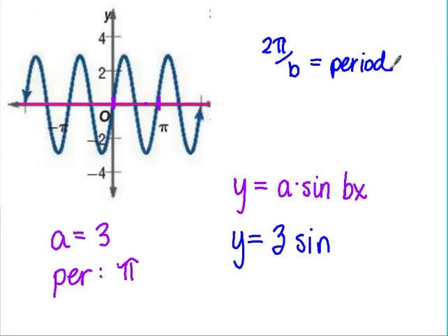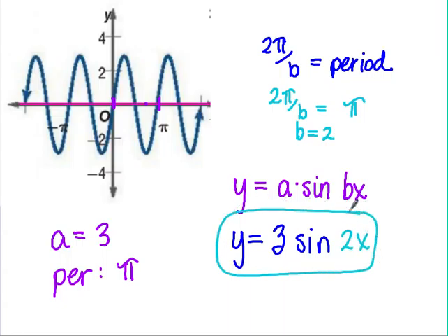Okay, so let's plug in some things. I know in this problem that the period is pi. That's what I know. So what does b have to be in order for that to be true? 2. If those of you are wondering how we did that, it's basically like multiplying both sides by b and then dividing by pi. But I'm just going to put 2 in for b, and there's your equation. That's it.